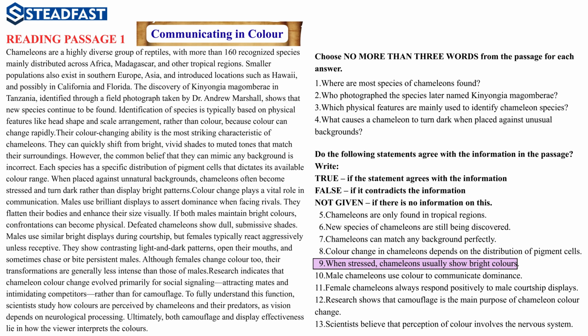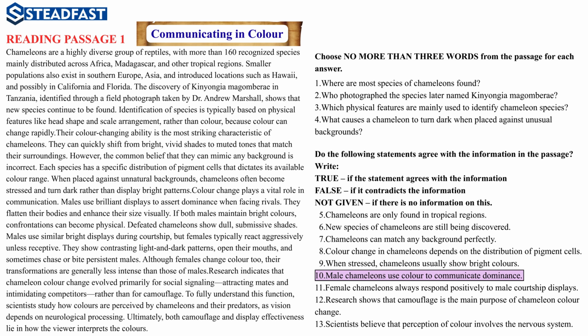When stressed, chameleons usually show bright colors. The passage says that when placed against unnatural backgrounds, chameleons often become stressed and turn dark. That is the opposite of showing bright colors. So the statement contradicts the passage and we have to write here false. And the next question 10.